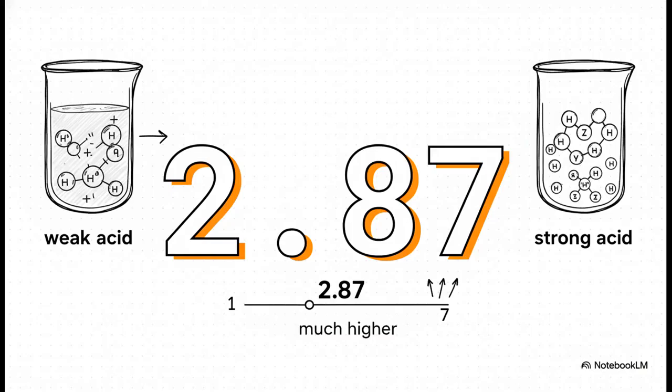And right off the bat, we see a huge difference. The starting pH is 2.87. I mean, it's still acidic for sure, but it's way higher than the 1.00 we got with the strong acid. And that's because weak acids are kind of stingy with their protons. They don't fully break apart in water, so there are just fewer acid ions floating around at the start.